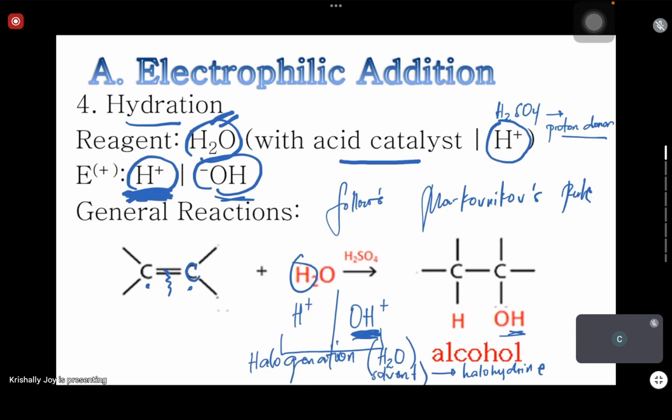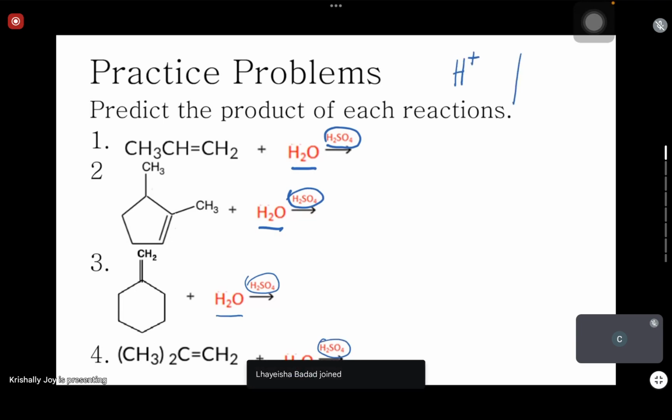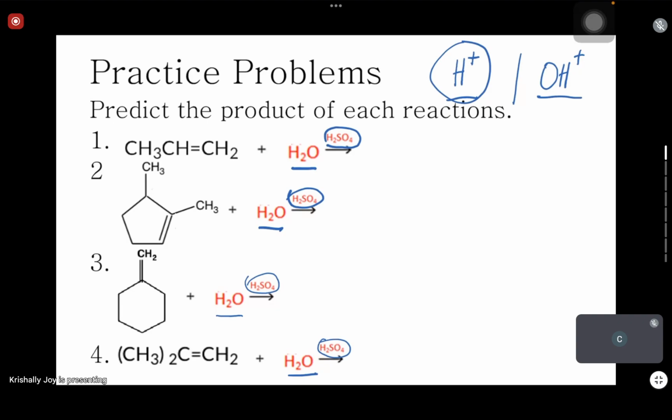Okay? Sige, let's have this example. Tingnan niyo lahat ng hydration reaction, it occurs in the presence of sulfuric acid, because sabi natin, ang mga hydration reaction must have presence of acid because it occurs in an acidic environment. What are again the electrophiles produced upon hydration? The H plus, and then the other one, the OH. Asa padulong ang hydrogen? Markovnikov's rule, sa carbon with more or greater hydrogen substituents.